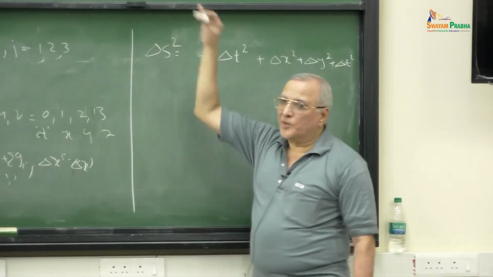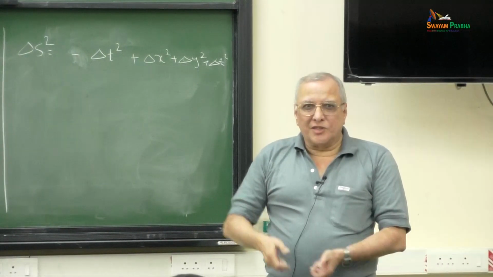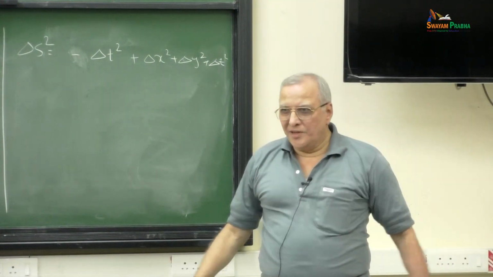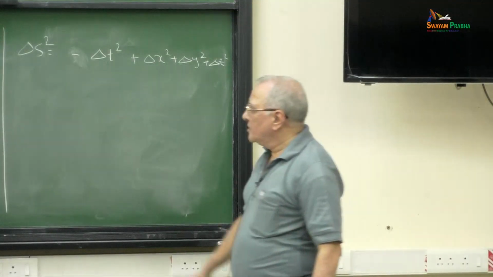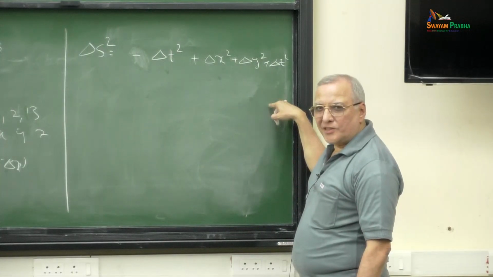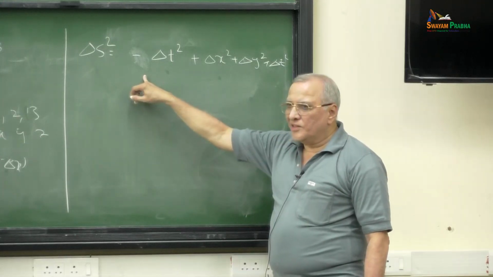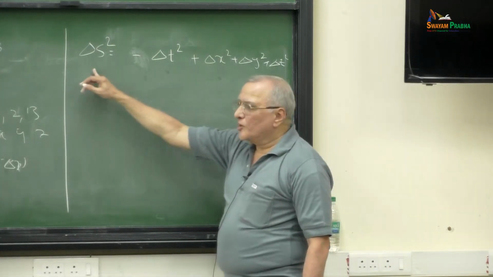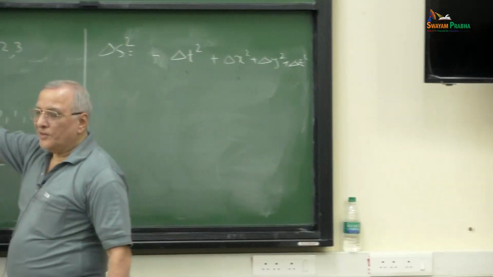Just as the simplest expression was Cartesian coordinates, distance square was delta x square plus delta y square plus delta z square, I am writing now the distance between two events as minus delta t square plus delta x square plus delta y square plus delta z square. This first part we know, this is something I added, and I put a minus sign for the simple reason that otherwise I won't get delta s equal to 0, right, because that came from here.